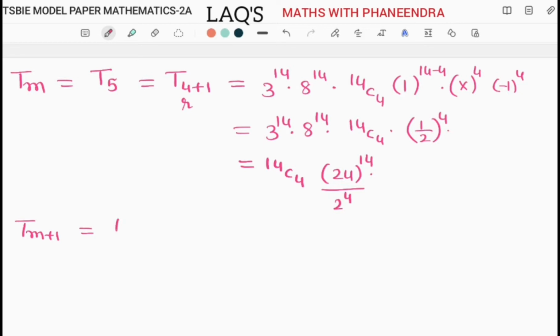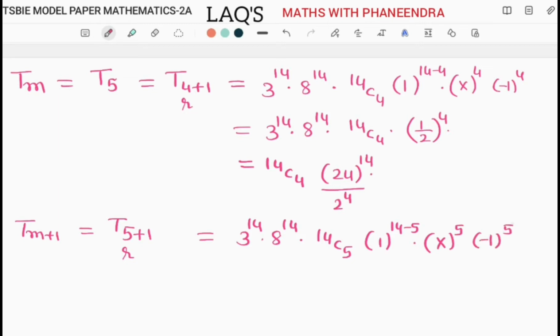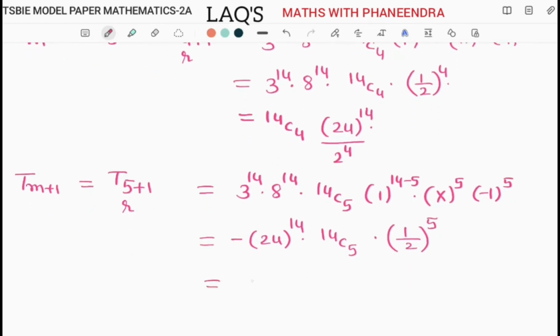Tm plus 1, so that is equal to T5 plus 1. So r is equal to 5 in this case. So 3 power 14 into 8 power 14 is common. Here r is equal to 5, an odd number. 14C5, 1 power 14 minus 5 into capital X whole power 5, minus 1 whole power 5. So minus 1 whole power 5 is minus. Directly first I am writing 3 into 8, 24 whole power 14 into 14C5, 1 power anything is 1 only, into 1 by 2 whole power 5. So which is equal to minus 14C5, 24 power 14 by 2 power 5.